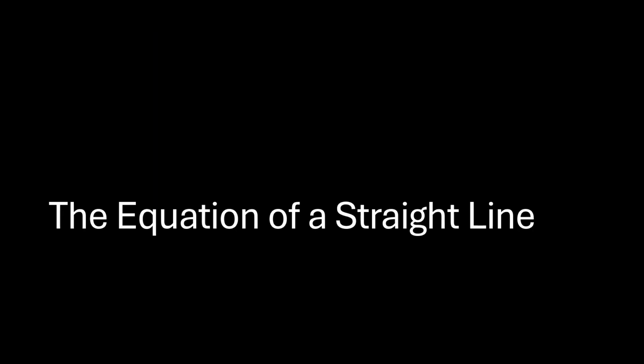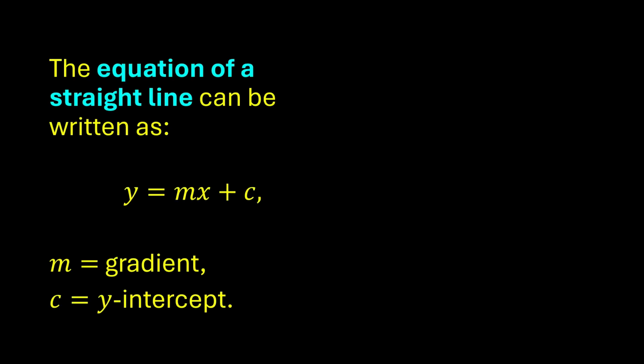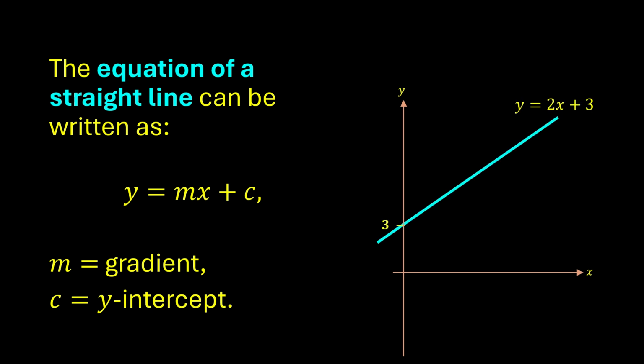We begin by taking a look at the definition of the equation of a straight line and a few simple examples. The equation of a straight line can be written as y equals mx plus c, where m is the gradient or the slope and c is the y-intercept. So for example, y equals 2x plus 3 cuts the y-axis at c equals 3.